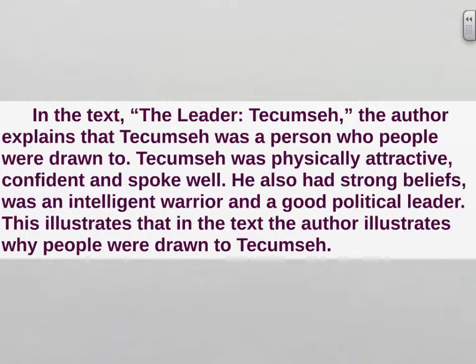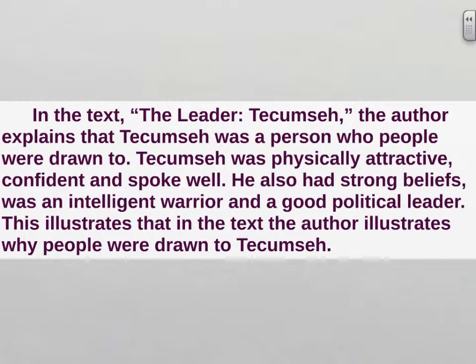Notice the following. Let's look at the first sentence. In the text, The Leader Tecumseh, the author explains that Tecumseh was a person who people were drawn to. Notice that the first sentence of the summary states the name of the text and the main idea. The main idea has to be included in that first sentence. Let's look at the next two sentences.